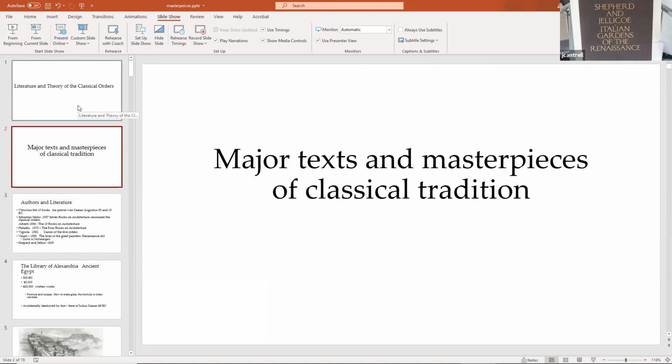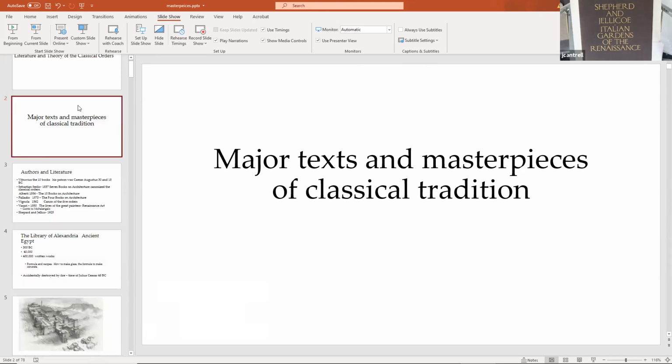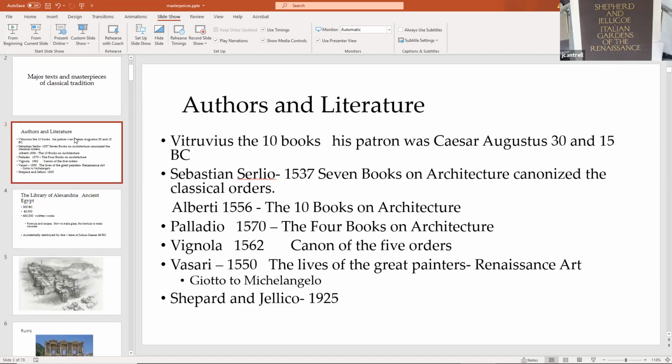Okay, so I'm going to talk about major texts and masterpieces of the classical tradition, really through writings and published books from the 1st century AD up until the Renaissance. Here's a list of the authors and literature. A lot of these authors are architects, painters, and writers, primarily through the Renaissance, roughly the beginning of the 1500s to 1570. The first architect is, of course, Vitruvius.